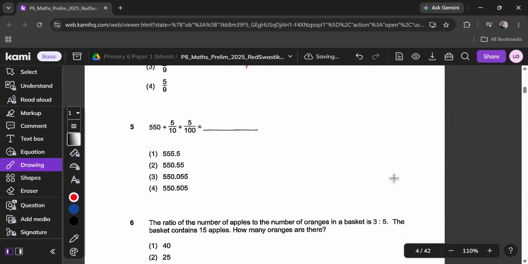All right, question 5, the answer is what? The answer is number 2. And you shouldn't do mental sum if you are not good with decimal. You should change the whole number into a decimal. And then the 5 over 10 is 0.5. The 5 over 100 is 0.05.